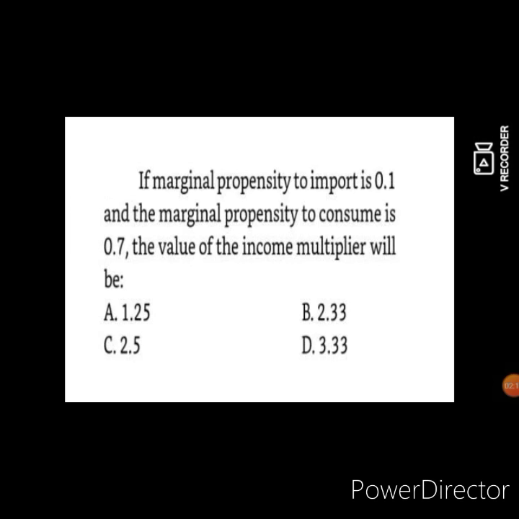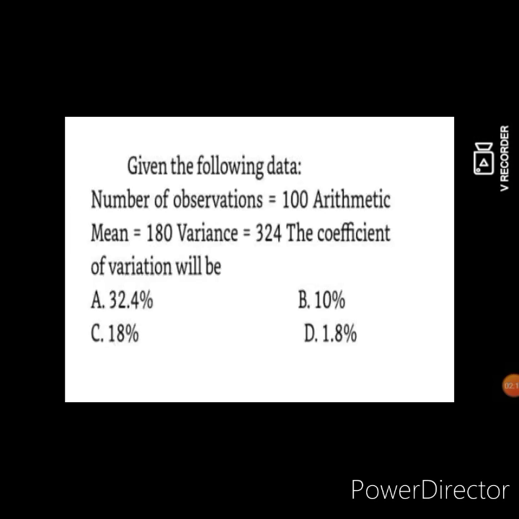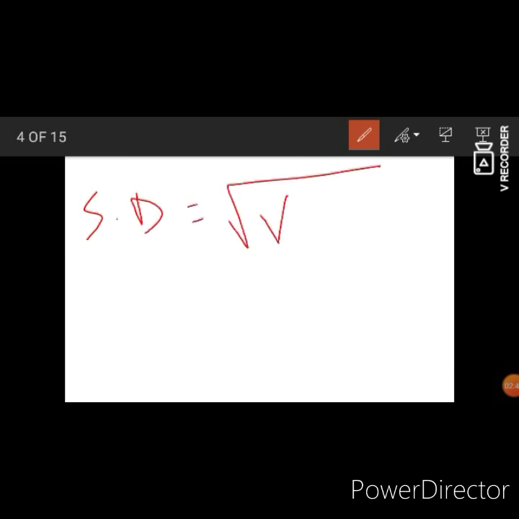So let's come to the second question. So the second question is, if the number of observations are 100, arithmetic mean is 180, variance is 324, the coefficient of variation will be? Standard deviation is equal to root over variance. As variance is given in the question, so root over 324 and standard deviation will be 18.